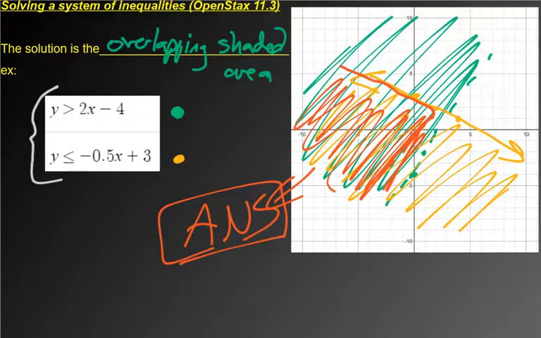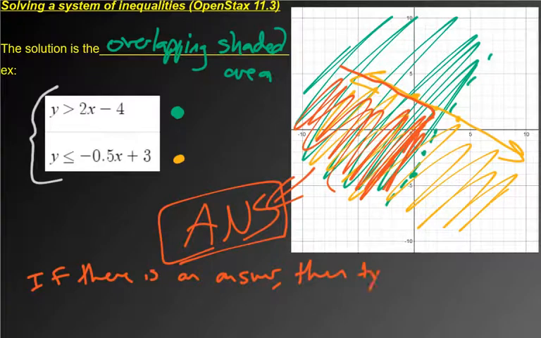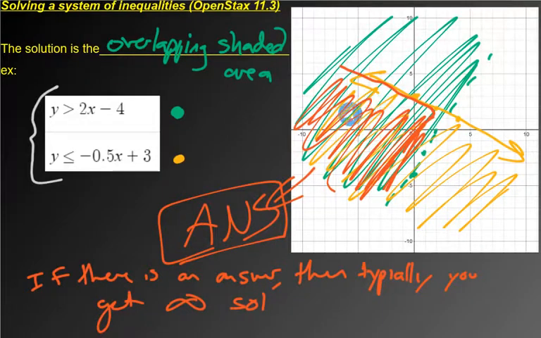And you literally just have to do these on a graph. There's no other way. A weird thing that happens is if there is an answer, then typically, and I'll show you an example where it's not, but typically you get an infinite amount of solutions, right? Because in this region in here, there's an infinite amount of points.